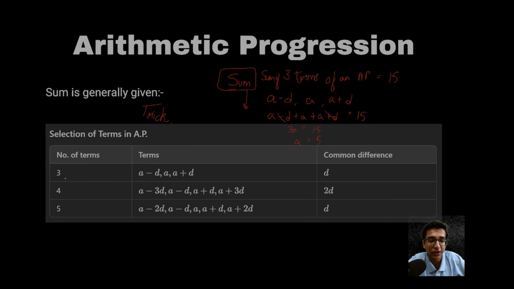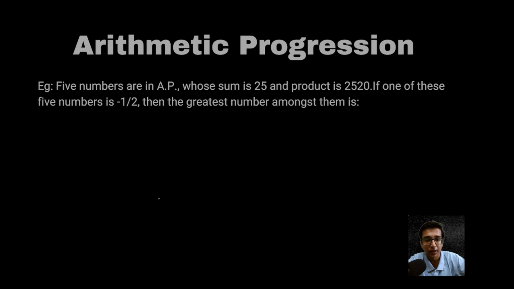If we were to assume 3 terms, we would assume it like this. If we were to assume 4 terms, we would assume it like this with a common difference of 2D. And if we were given 5 terms, then we would have assumed it in this manner. Now let's solve this question to get an idea of how we can use those term assumptions.